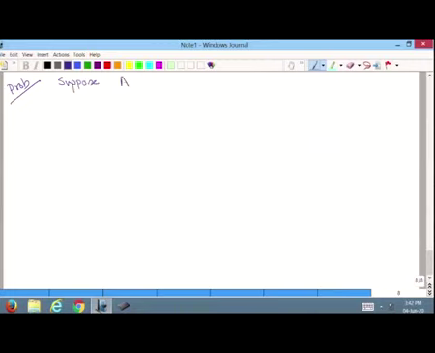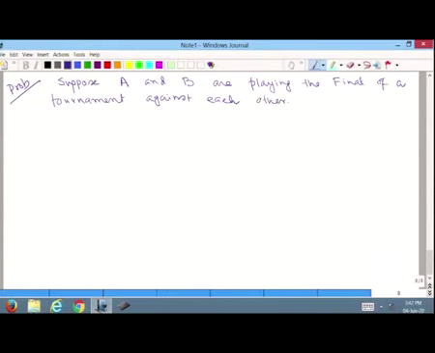Suppose A and B are playing the final of a tournament against each other. The final may be best of 3 matches or best of 5 matches.